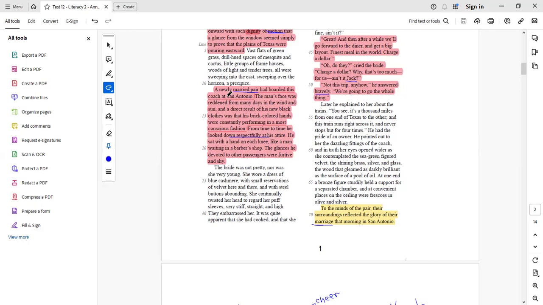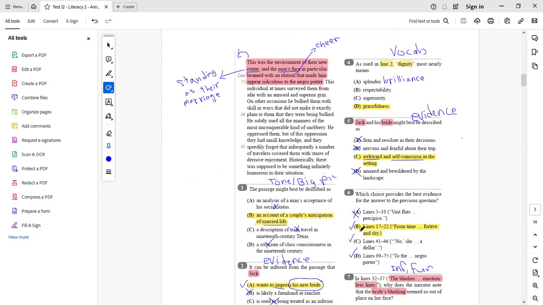Had boarded this coach at San Antonio. The man's face, which means the husband, Jack, was reddened from many days in the wind and sun, and a direct result of his new black clothes was that his brick-colored hands were constantly performing in a most conscious fashion. From time to time, he looked down respectfully at his attire. He sat with a hand on each knee, like a man waiting in a barber shop. The glances he devoted to other passengers were furtive and shy. Okay, it talked about the married pair, but the rest of the highlighted paragraph was talking only about Jack. But I will take it. I'm going to say that it's right.